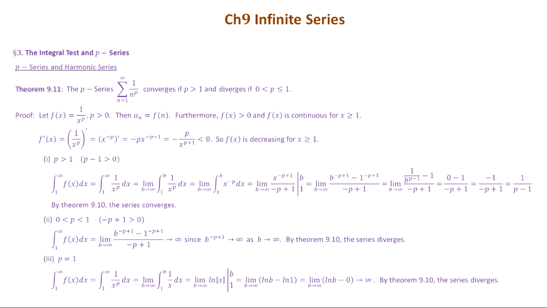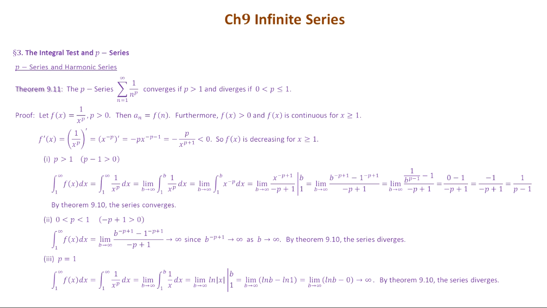Everything is almost the same except when you take the limit. So we still get b to the negative p plus 1 minus 1 to the negative p plus 1, over negative p plus 1, and we take the limit of this with b approaching infinity. And so what happens is, this time b to the negative p plus 1 approaches infinity because negative p plus 1 is positive.